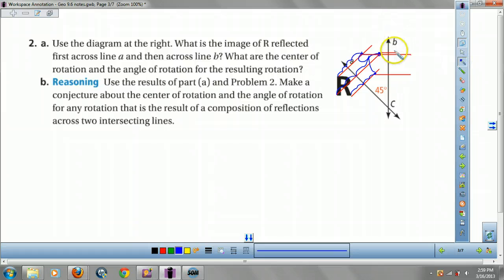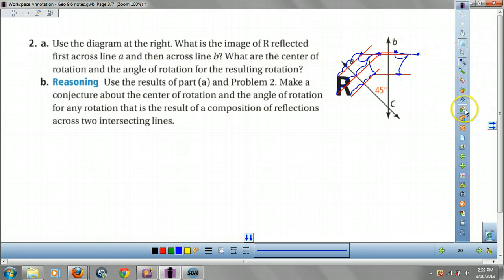Okay, it's about here. This guy ends up about over here. And this guy ends up about over here. Okay, so that's the front of my R. Here's the back.